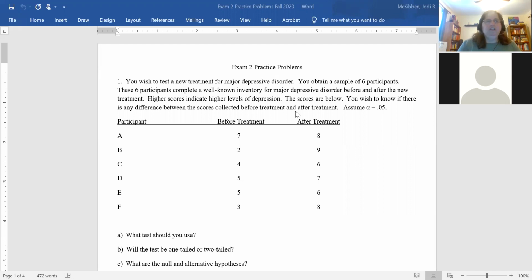Okay, what do I see immediately? I see 1, 2, 3, 4, 5, 6 participants, and I see 2 scores for every participant, right? Participant A got 7 before treatment, 8 after treatment. Participant B got 2 before treatment, 9 after treatment. If I see 2 scores per participant, I know it's a dependent samples t-test. Okay, that's a hard and fast rule. So 2 scores per participant is dependent samples t-test.